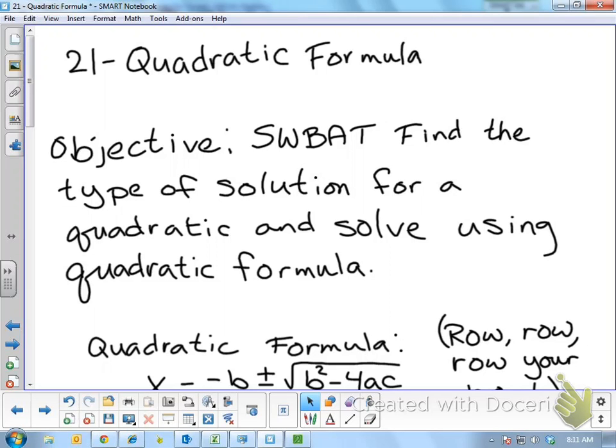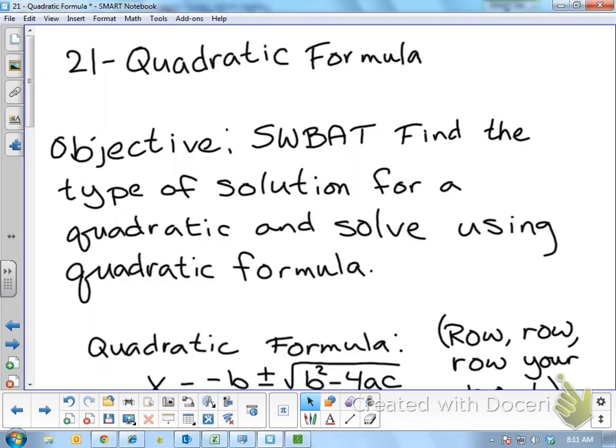Okay, today we're going to be learning about the quadratic formula. It's going to be our last way that we can use to solve a quadratic. We learned how to solve a quadratic by taking square roots. We learned how to solve a quadratic by factoring. And we learned how to solve a quadratic by completing the square. Now, on all three of those that we've learned, they only work in certain situations. They only work some of the time.